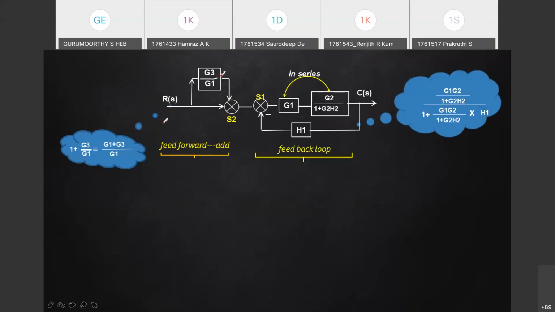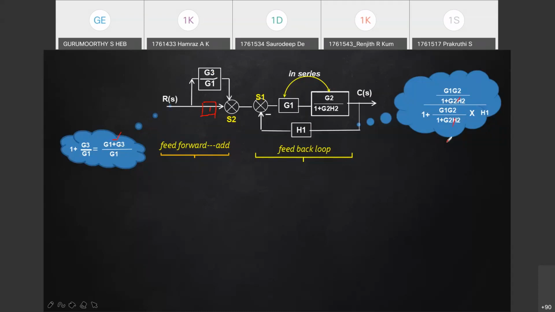What is that? Here nothing is there means 1 is there. You have to consider that one direct arrow mark means the value is 1. So 1 plus G3 by G1. So that is this value. Okay, so here it is the same. Take LCM, 1 plus G2H2. Later you can cancel.